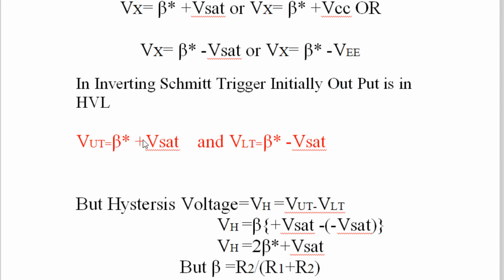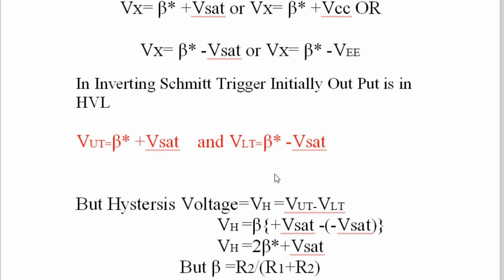Here this VUT is for the inverting Schmitt trigger. In the case of the non-inverting Schmitt trigger, which we are going to study after some time, VUT will be beta into minus Vsat, because in the non-inverting Schmitt trigger the output will be initially in the low voltage level. We'll come to that later on.